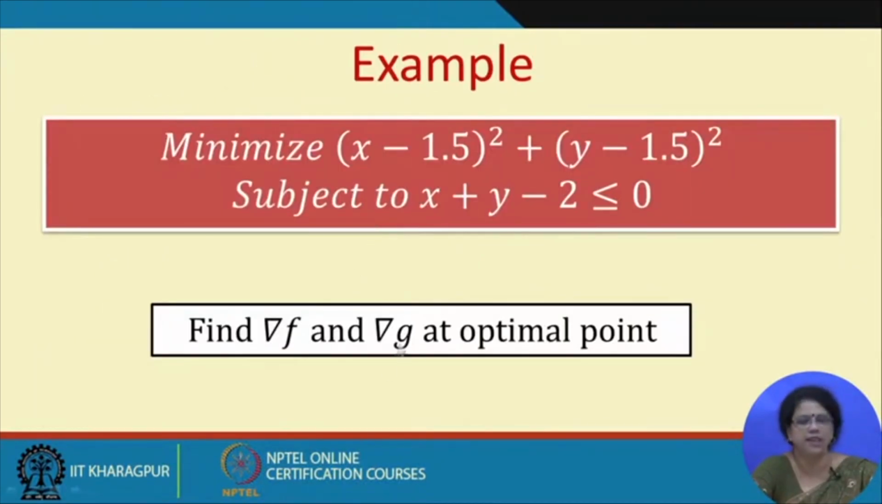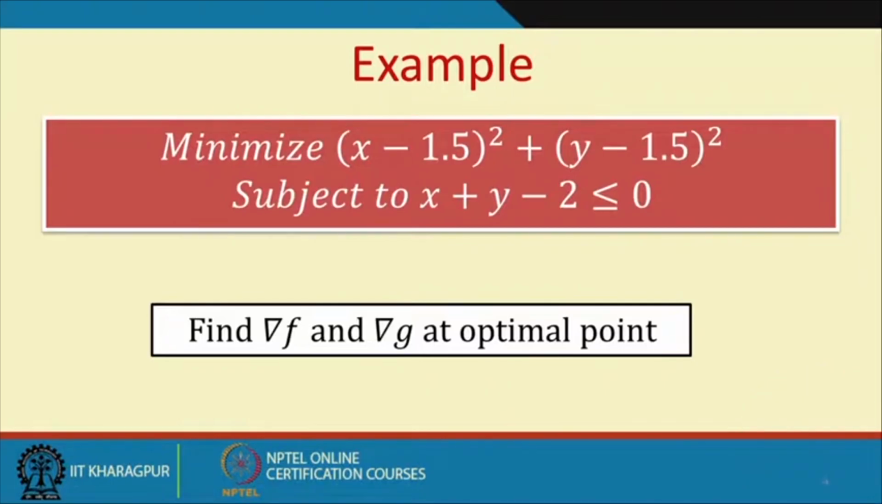Now, with this idea, let us go through a series of examples one by one. I will solve a few for you and a few I will give you for your assignment. There is one nonlinear programming problem: minimize (x minus 0.5) square plus (y minus 1.5) square, subject to x plus y minus 2 less than or equal to 0. We have to find the grad f direction and grad g direction at the optimal point. Let us start working on it.